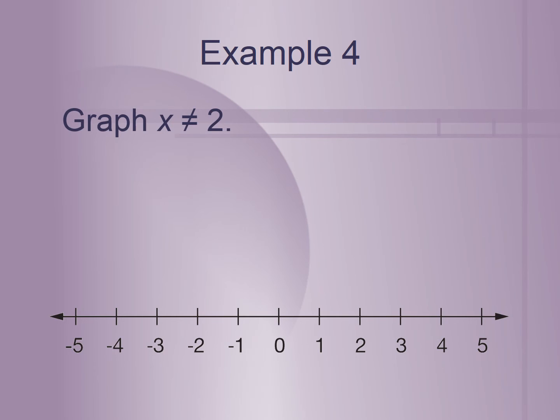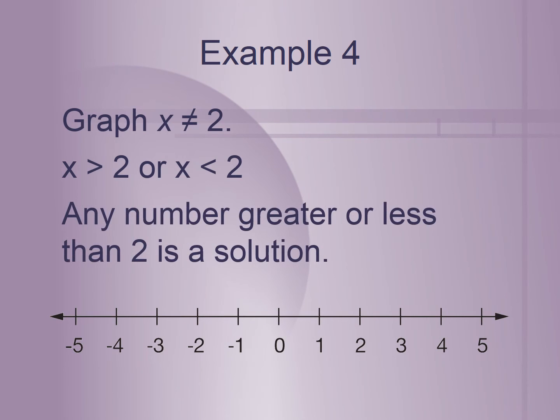x is not equal to 2. So we want to put a circle at 2 because the solution has to be greater than 2 or less than 2. It can't be 2. So since 2 is not part of the solution, we'll put a circle there. Then our arrows go both ways since it can be greater than 2 or less than 2.